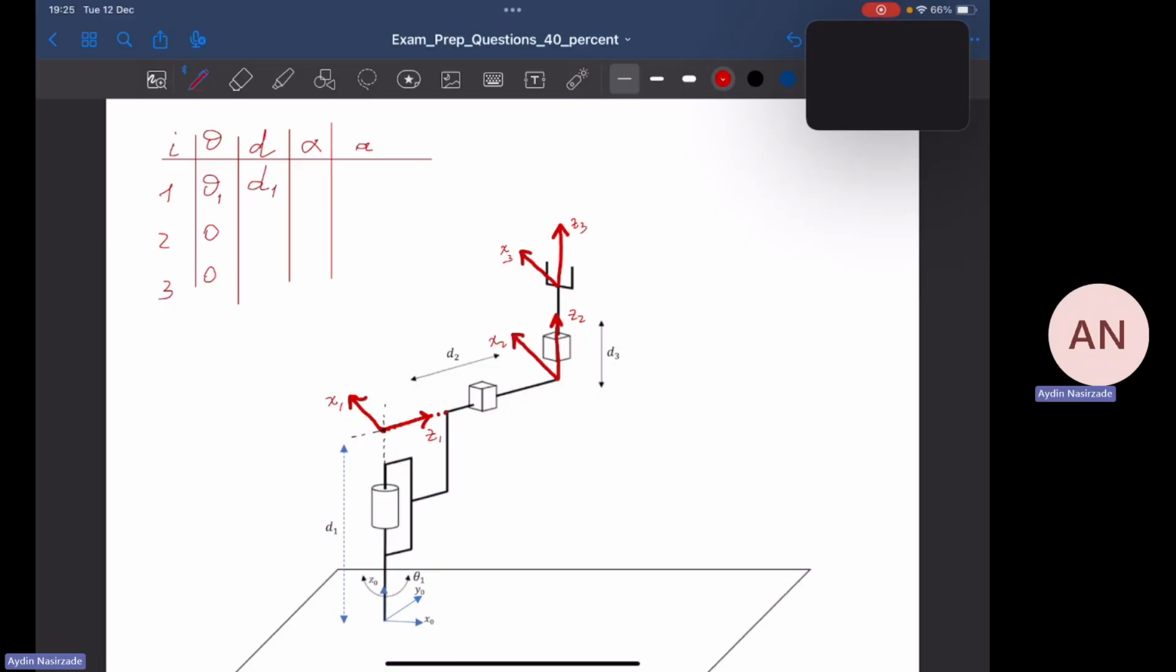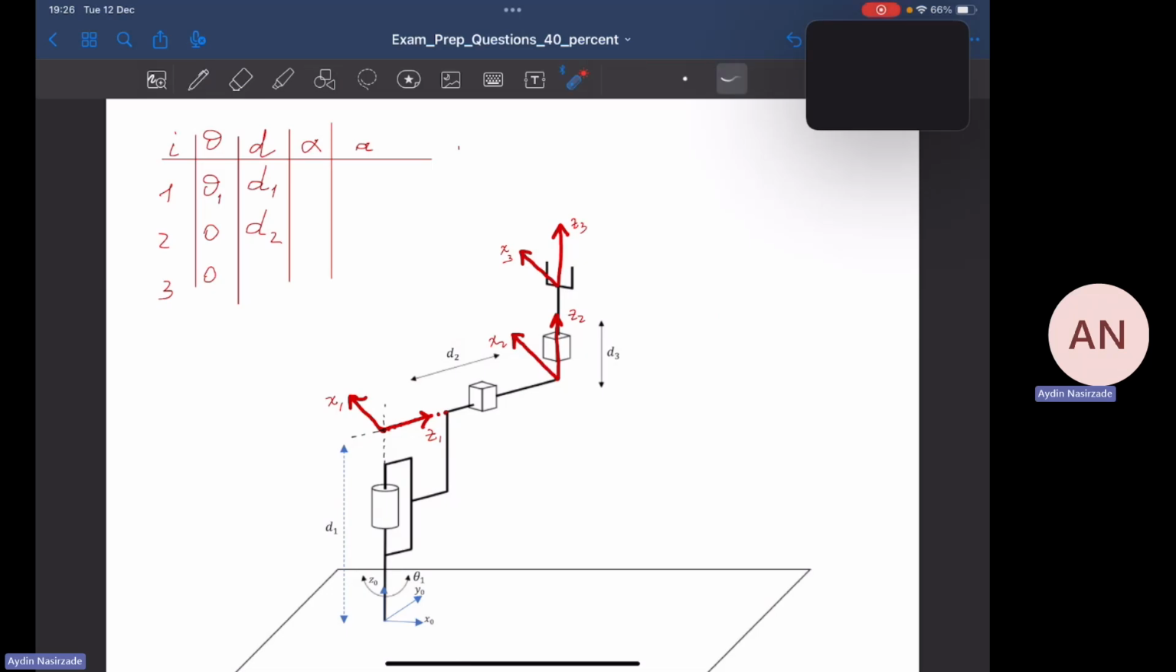D1. The next question. Well, we are finding D2 now. Now, the question for D2: along Z1 axis, how much do I have to translate the origin of frame 1 so that it can align with the origin of D2? The answer is D2 itself. We have to move from here to here. By what distance? D2. So D2 is to be written here.